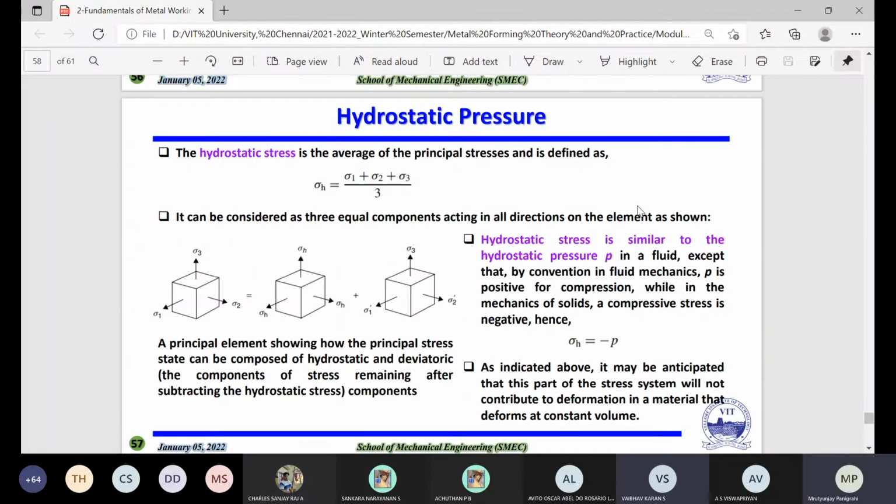Then we have to think about, maybe in the previous class I told you in one line, the hydrostatic pressure, because many things we are correlating there. That's why I told you that you cannot stick to only one or two or three parameters. We also have to think about the pressure, or the hydrostatic stress. So I mentioned here that the hydrostatic stress is similar to the hydrostatic pressure.